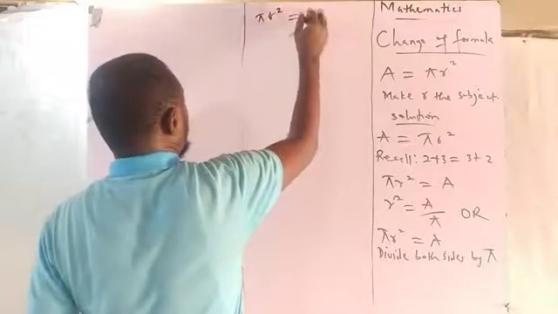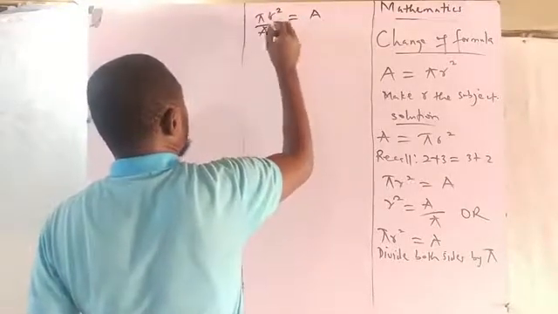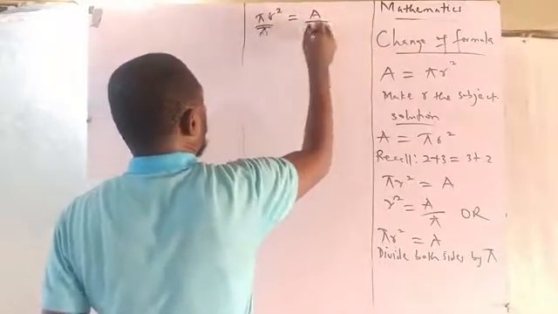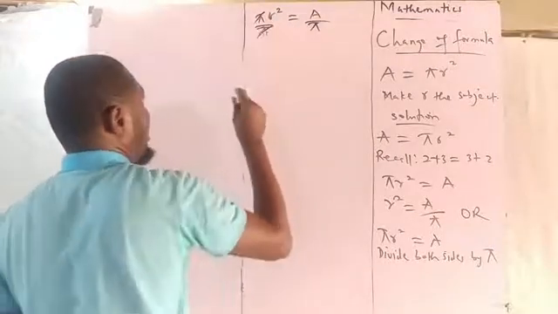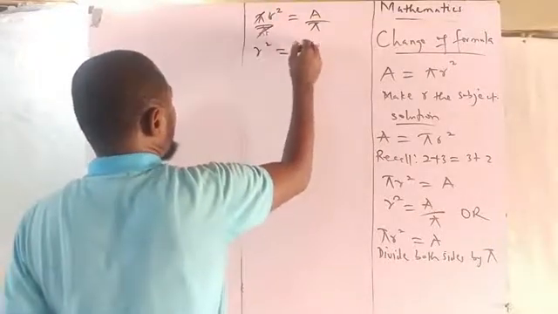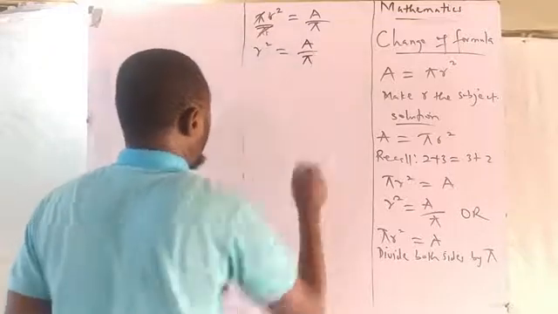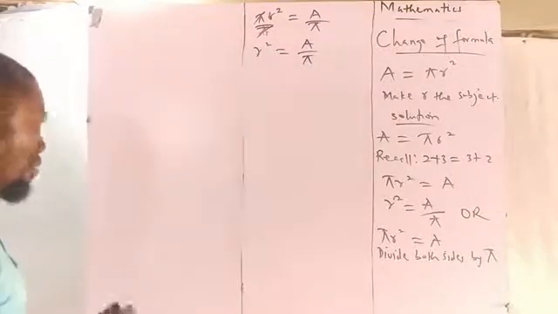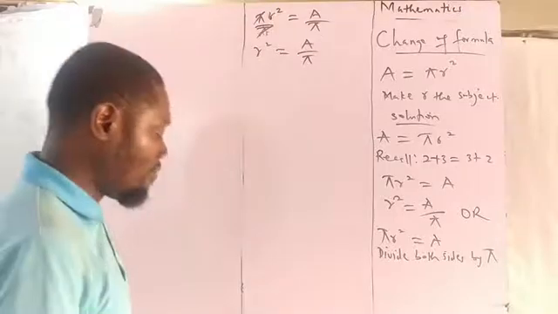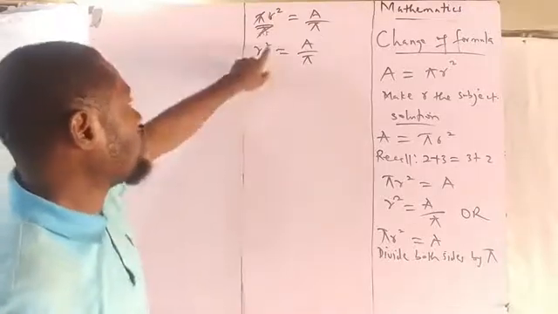Pi r square is equal to a over pi, over pi. So this pi cancels this pi. You have r square alone left, which is equal to a over pi in that manner. Now we have removed one of the barriers. We are left now with the power 2 barrier.